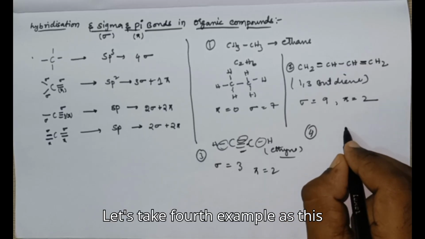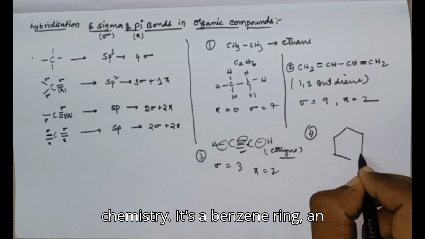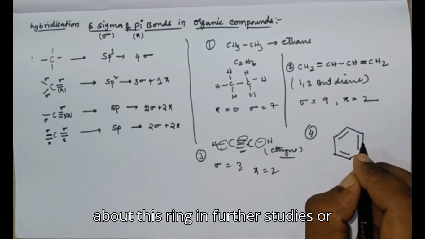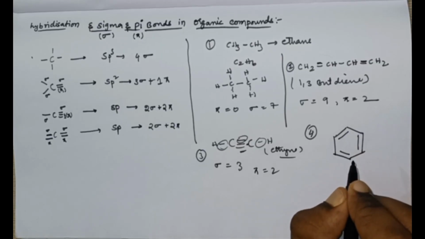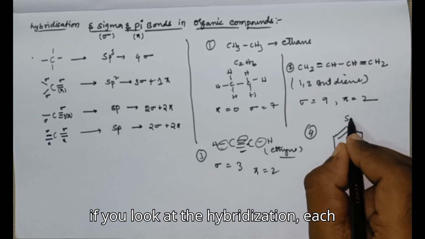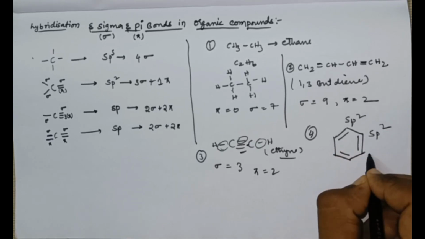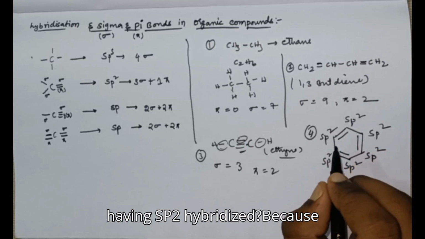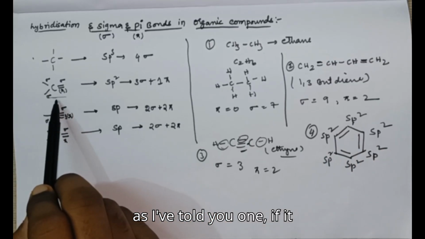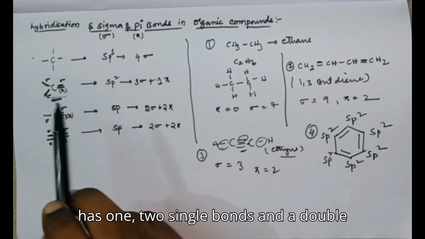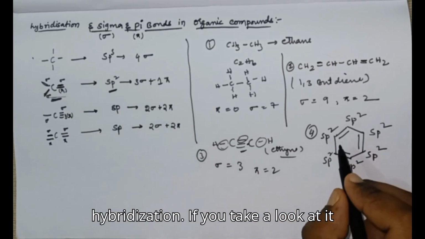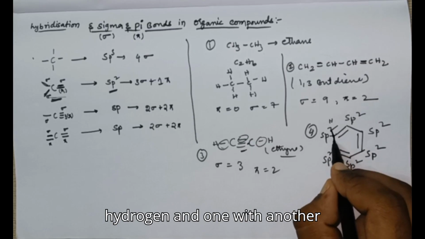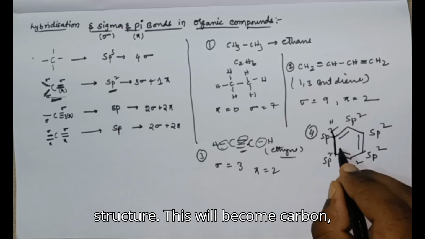Let's take the fourth example, this compound, which is very important in chemistry. It's a benzene ring, an aromatic ring, which we'll learn about in further studies or upcoming classes. If you look at the hybridization, each and every carbon has sp2 hybridization. Why do we consider it sp2 hybridized? Because, as I've told you, if it has two single bonds and a double bond, then it tends to have sp2 hybridization.